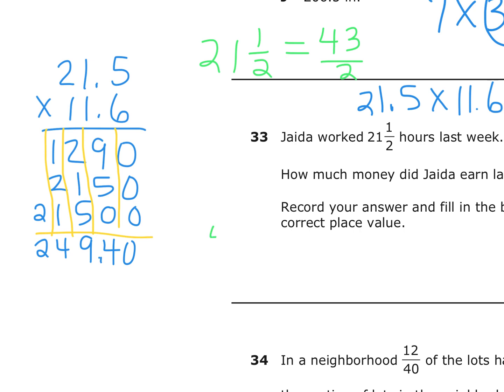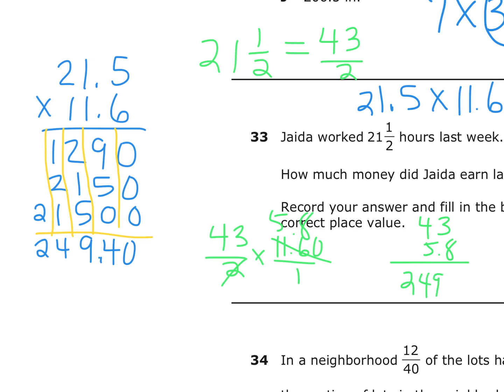So what I'm going to do is I'm going to take 43 over 2 times 1160. And this 2 will go into 1160, 580. So all I have to do is multiply 43 times 5.8. And if you do this, work this out, you're also going to get 249.40.